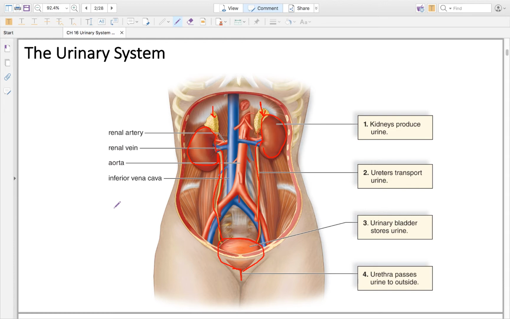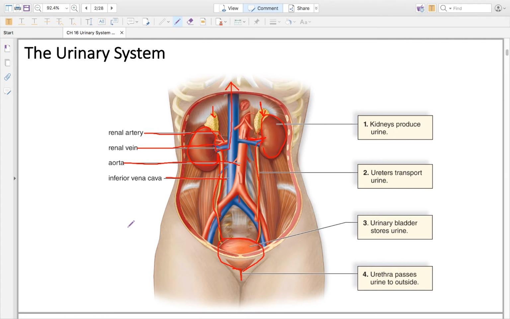Now, a couple other side anatomical structures that are incredibly important are the renal artery and the renal vein. And notice that the renal vein connects right to the inferior vena cava. And then notice that the renal artery has a direct connection to the aorta. Okay.